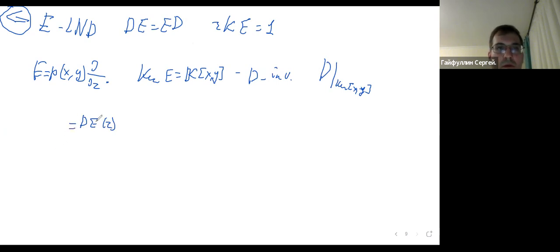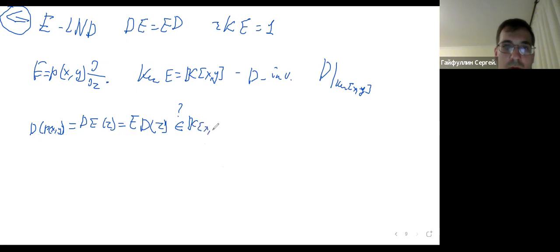From one side, this is equal to D from P. And from the other side, this is equal to ED from Z, because D and E commute. And what we should check is that this belongs to K of xy. If we check this, then we have that D from Z belongs to K of xy, and in K of xy, this D is triangularizable. Then D is triangularizable in all B. So why does it belong to K of xy?